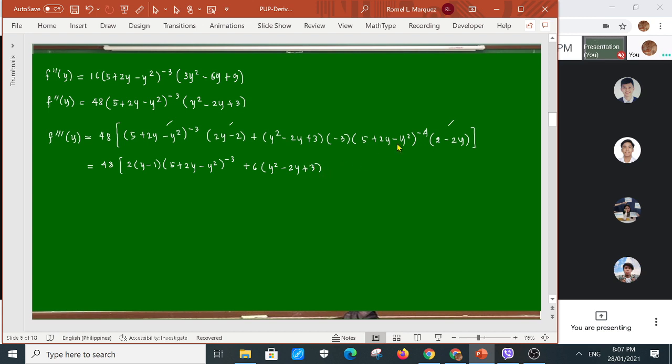And then, copy pa rin to. 5 plus 2y minus y squared raised to negative 4. Then copy. Kaya lang ito pinactor out ko yung negative 2. So y minus 1. Kulong. Ano pang common, Rashid? Common inside that I can move out. Sa 2 and 6, 2. Ilan na? 96. What else? May y minus 1. Correct, Rashid?